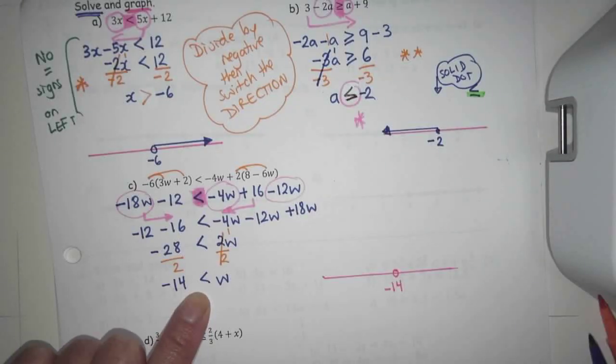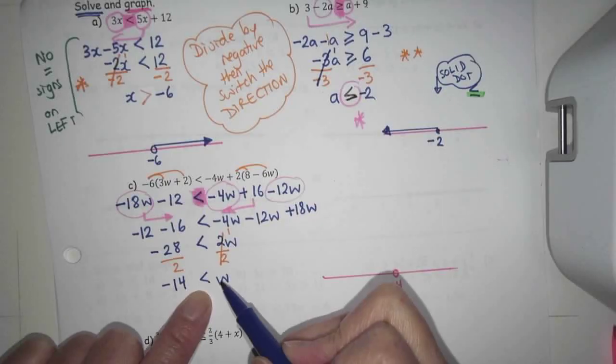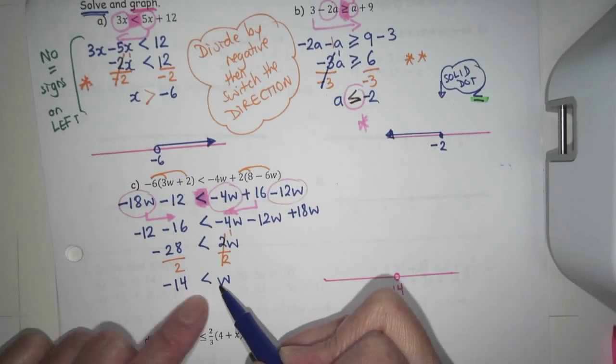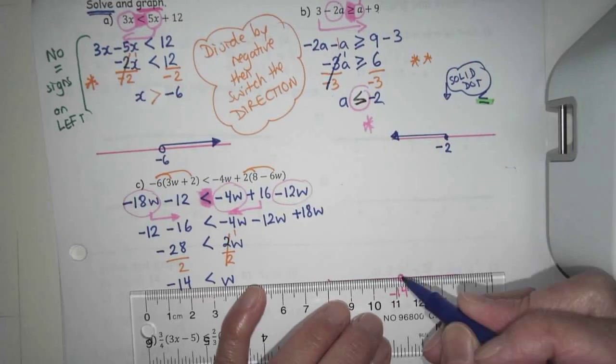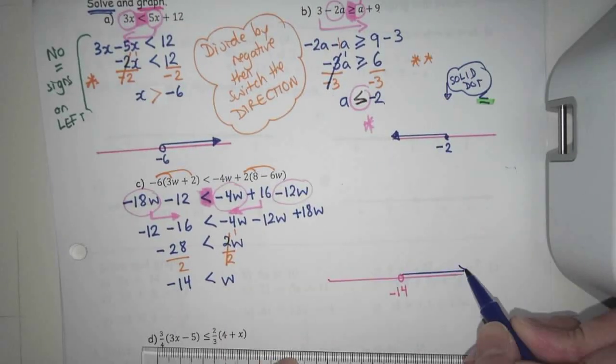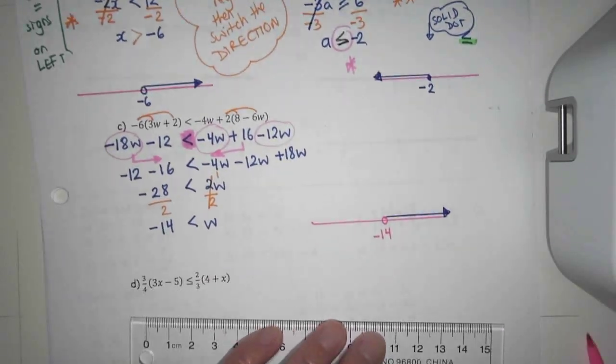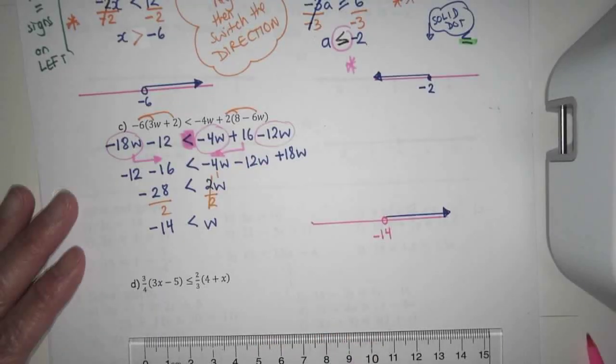Okay, so negative 14, make sure you label that. And then w, I like to read from the variable. W is bigger. It's getting eaten, bigger than negative 14. So to the right of negative 14. Okay, w is bigger.